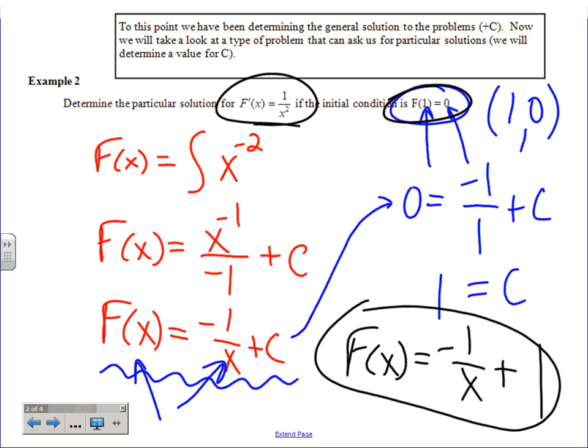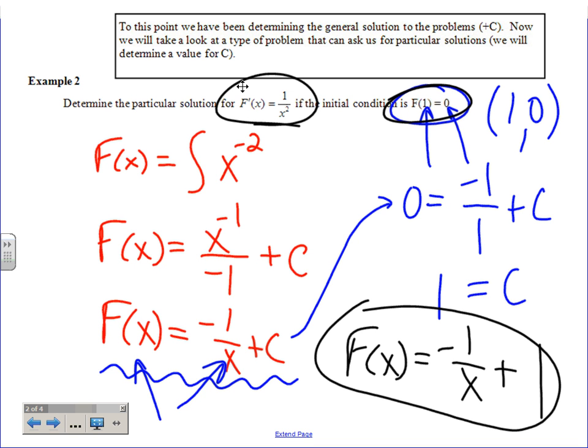Let's not worry about two answers quite yet, but I do understand your question. The question was, is it possible to get two C values? Let's not worry about that for right now. Okay, great question though.